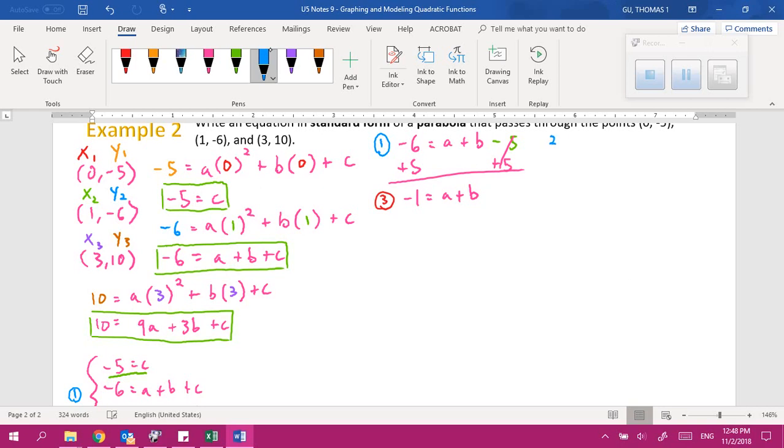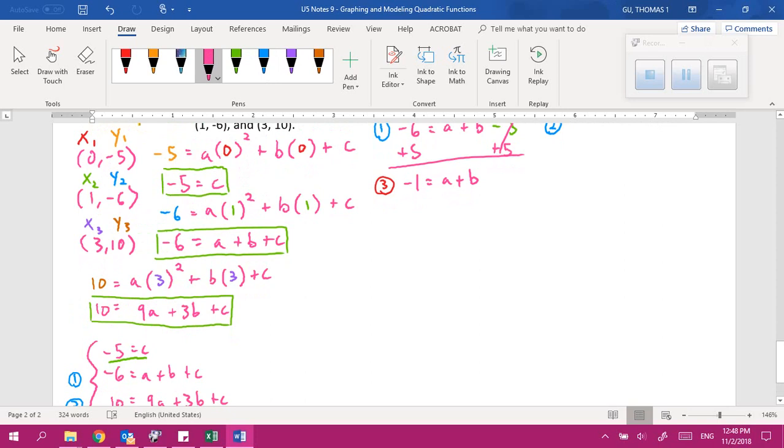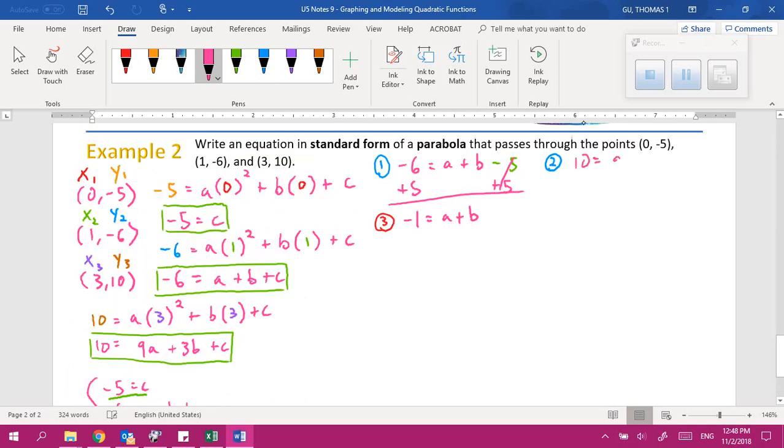So equation number 2 was, what is it? 10 equals 9a plus 3b plus c. Okay, but what's c? Negative 5. So we put minus 5. And then what do I need to do here? Same thing. Add 5. Gives you 15, right? And then 15 equals 9a plus 3b, right? And this is going to be equation number 4.